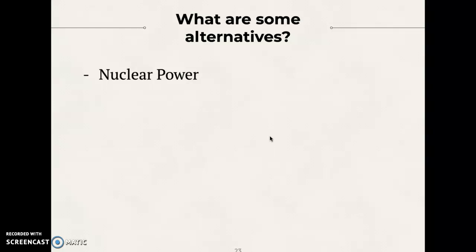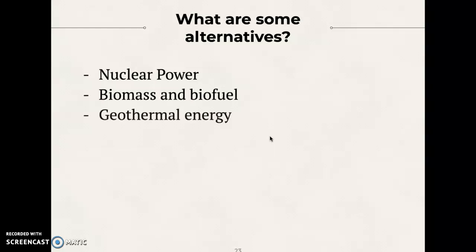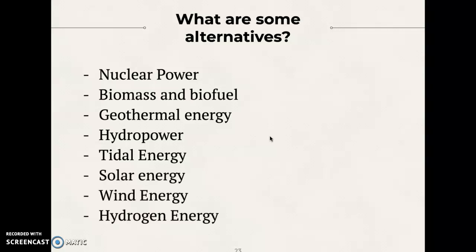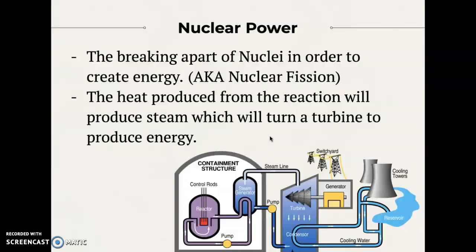So some different types would be nuclear power, biomass and biofuel, geothermal energy, hydropower, tidal energy, solar energy, wind energy, and hydrogen energy. These are all the different types of energy that people have put time into to try to be able to convert these different types of energy into electricity that we would be able to power all of our technology using these sources instead of fossil fuels. The first one is nuclear power.